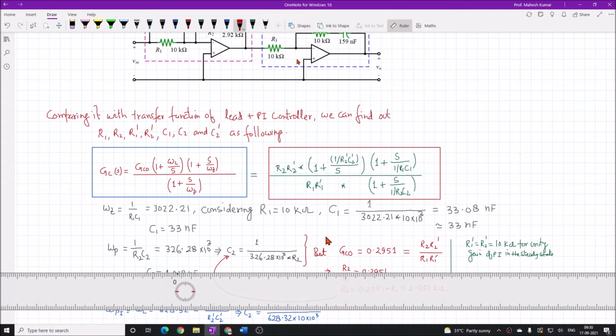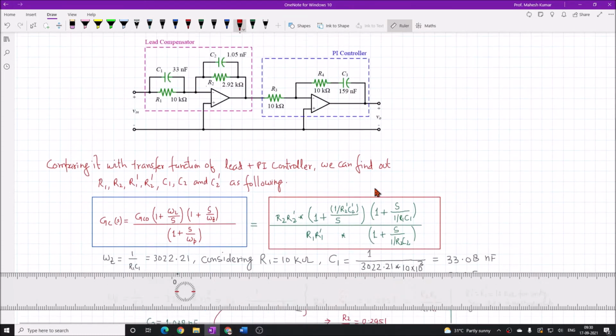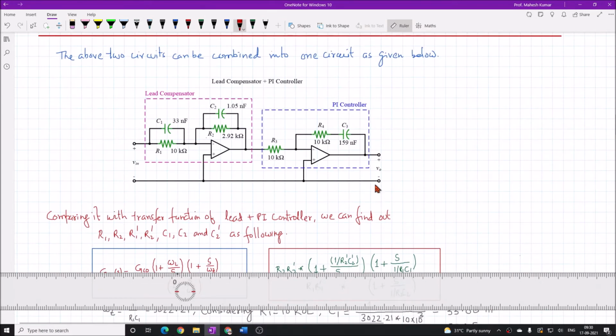R2 dash, R1 dash we already found 10 kilo ohms, and also we have removed the emitter follower, this voltage follower stage, so there is no question of R3 dash and R4 dash. So in the example I have taken this as R1 dash. This we have taken R2 dash. This I have taken as C2 dash. Okay, so R1, C1, R2, C2. This is R1 dash, this is R2 dash, C2 dash.